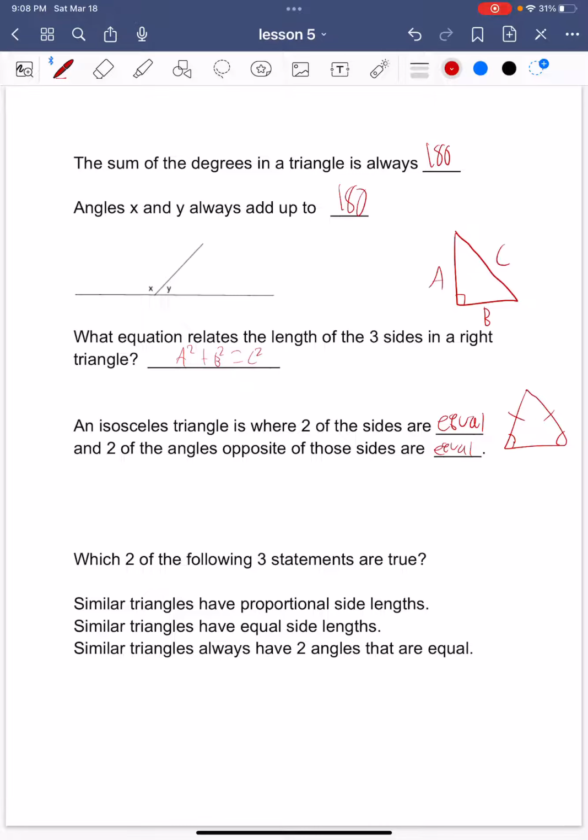Which of the following three statements are true? So this is about similar triangles. They have proportional lengths, that's true. They have equal lengths, that is not always true. And they have two angles that are equal, that's true. So if we have this triangle here, and we have this triangle here, and we know that this angle is A and this angle is B, we know that this angle and this angle are equal. Similar triangles always have two equal angles because that means that the third angle has to be the same as the other third angle.